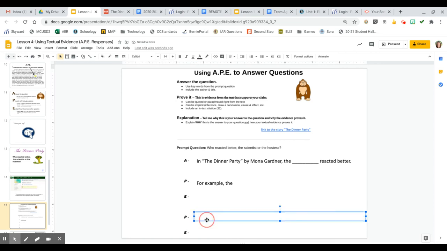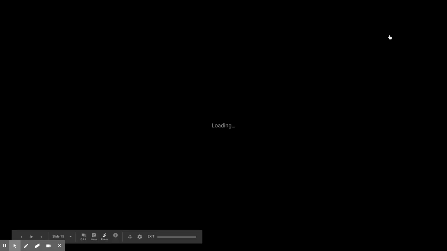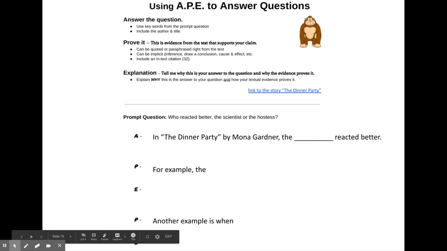Now, once I get down here to the P again, I'm going to have to start with a transition. So something like also, or another example is when, and then fill in the blank. What's another way they showed they reacted better? And explain it. Okay, so those are some starters, but you're going to have to finish it and figure out how you are going to prove it, explain it, and prove it again and explain it. So I'll turn you loose once you finish this whole sheet.